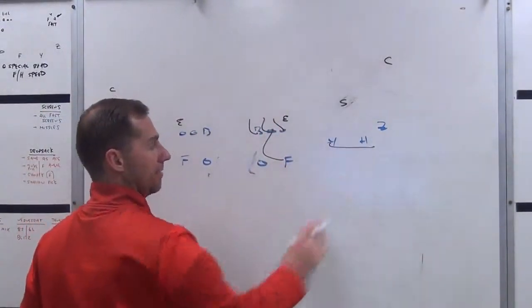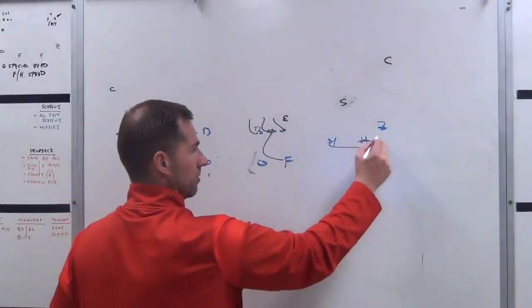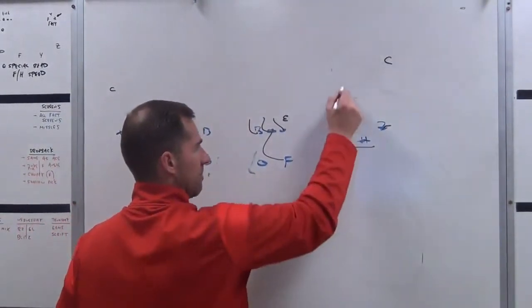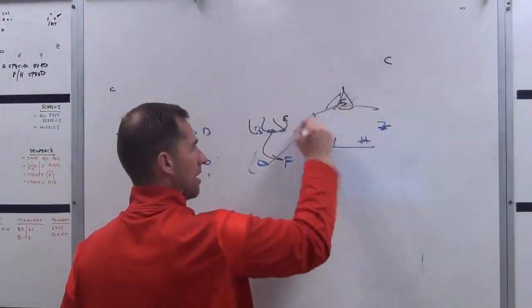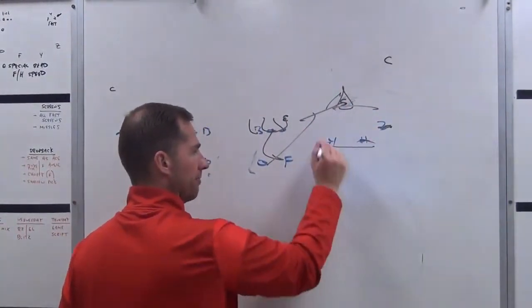You want to go Y, you can go H, you can go Z. Same thing. Pull it, read him. He flies out, keep it. He commits, throw it to him.